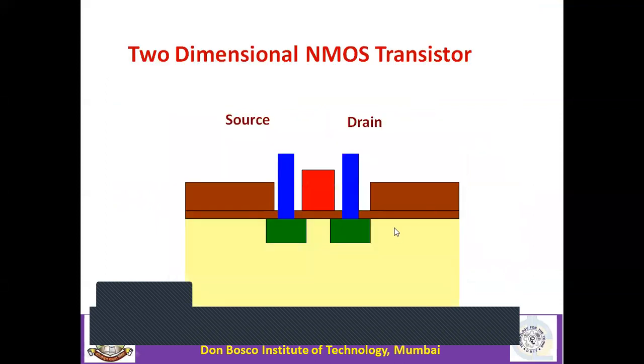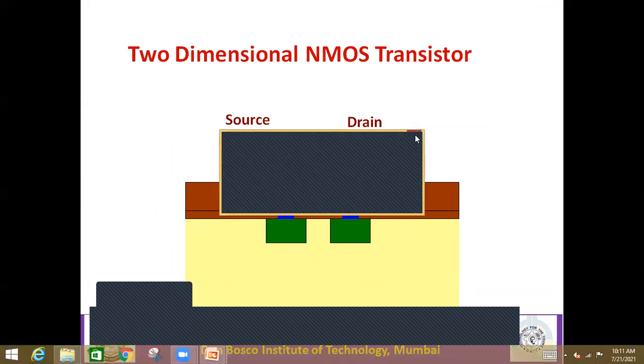This is a two-dimensional picture. That was three-dimensional, and this is two-dimensional. N plus source, N plus drain. This is the P-type substrate, the light yellow you see. Then this is thick oxide. And this is very thin oxide, which acts as the gate insulator. And the red one you see is polysilicon. So this you have to fabricate.